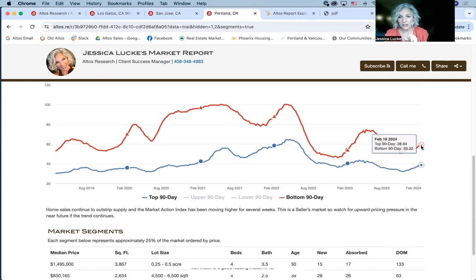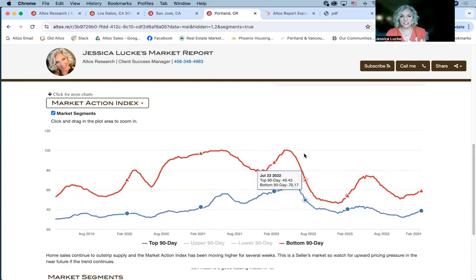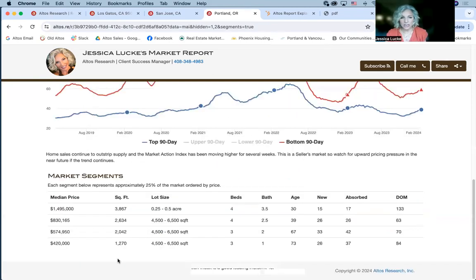That happens to be the most expensive 25%. Now those least expensive 25% are at a 59, really hot, okay? Now this is the chart, scroll down, and now you've got the segments. This here is the 90-day trend within the chart.